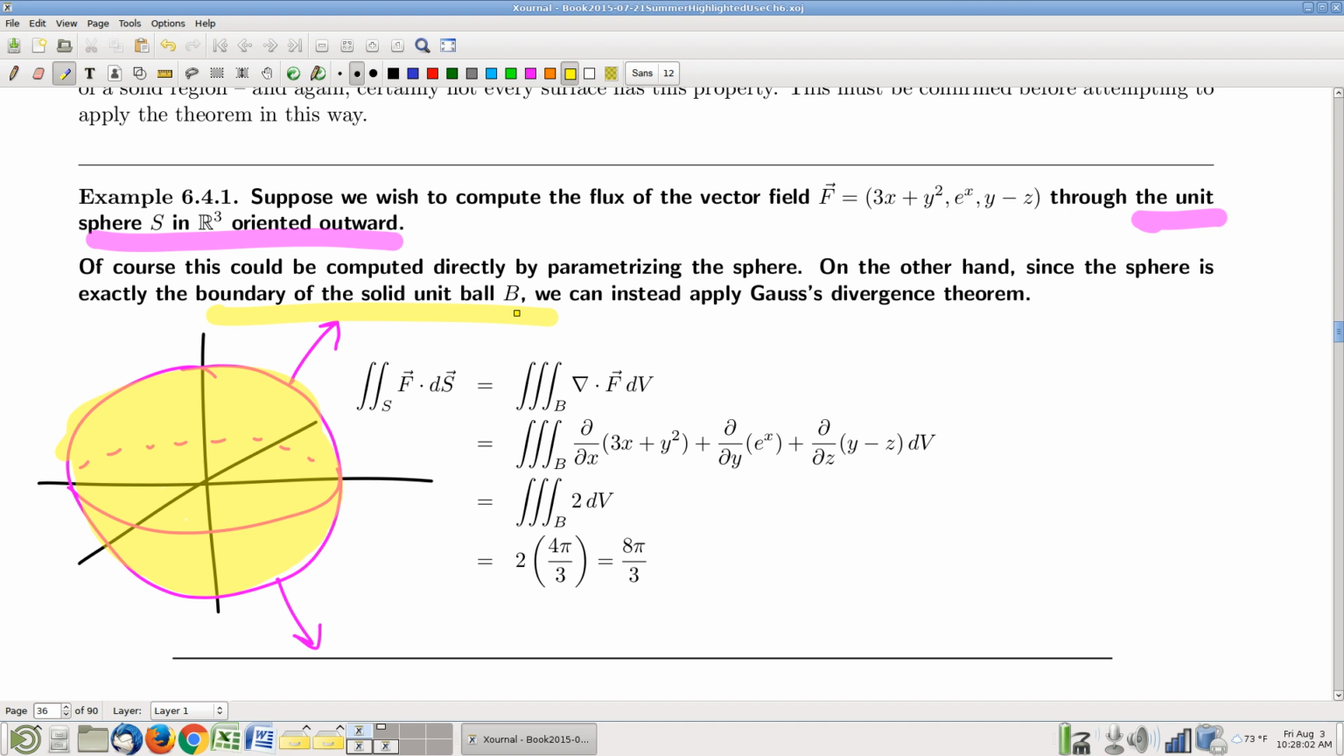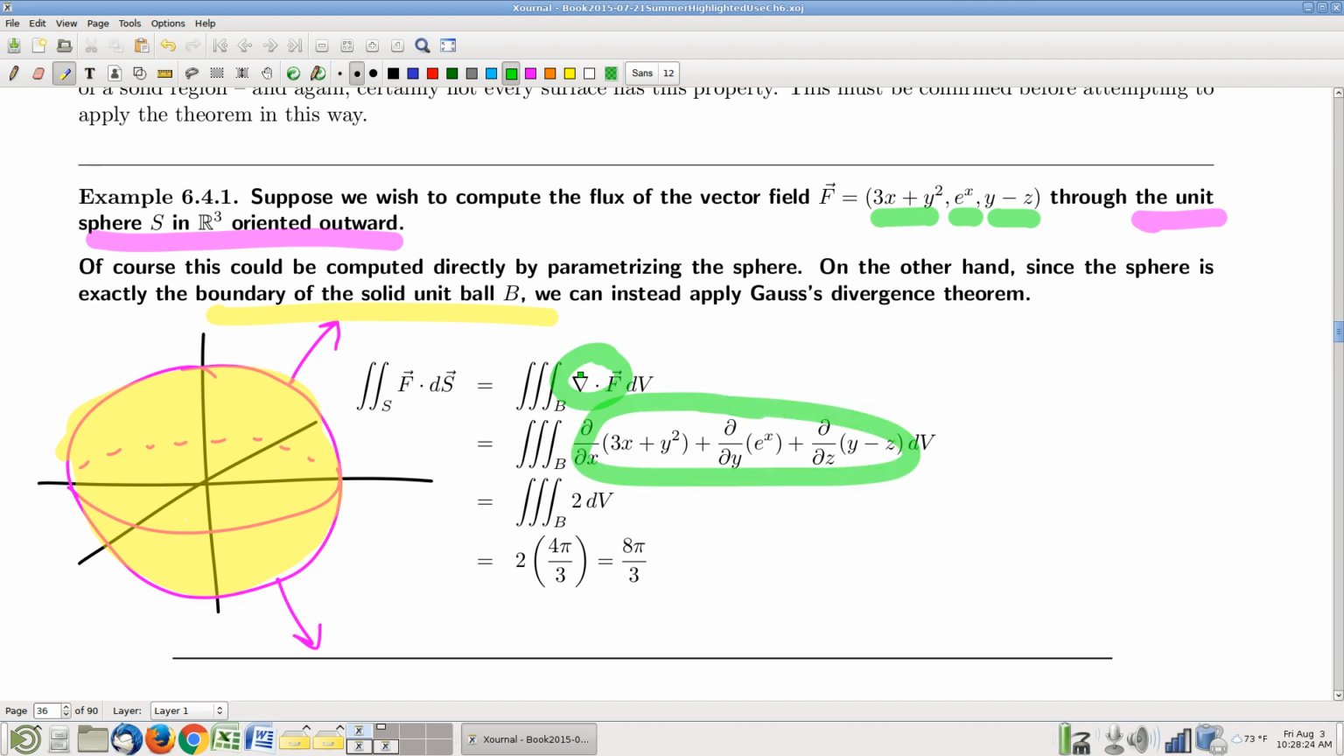So seeing as it is a boundary, I can write Gauss's divergence theorem. There's Gauss's divergence theorem. All I have to do now is compute the divergence of this vector field. This divergence is really easy to compute. I've got to take the x partial of that plus the y partial of that plus the z partial of that, like so.